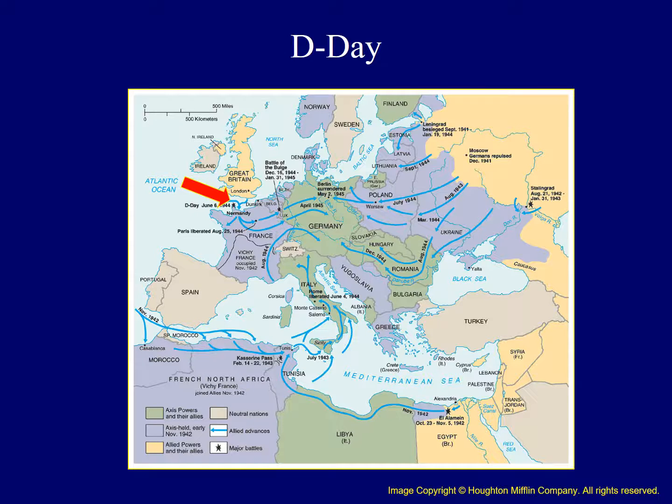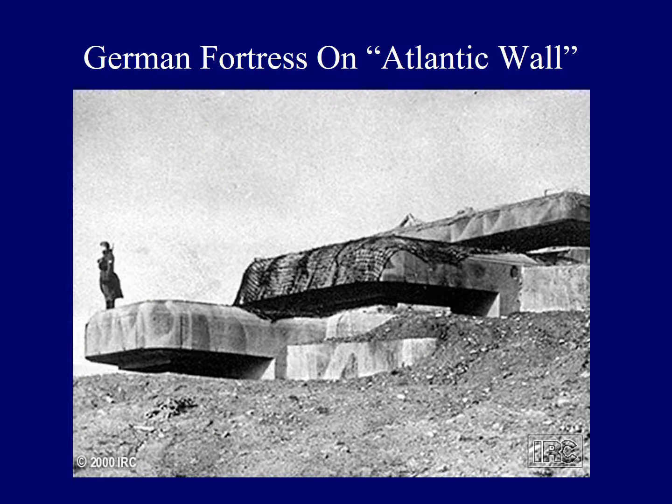The arrow here shows Normandy. It was on these beaches that Allied forces came together in order to invade and to kick the Germans out of France. It was defenses like these that they were going up against.